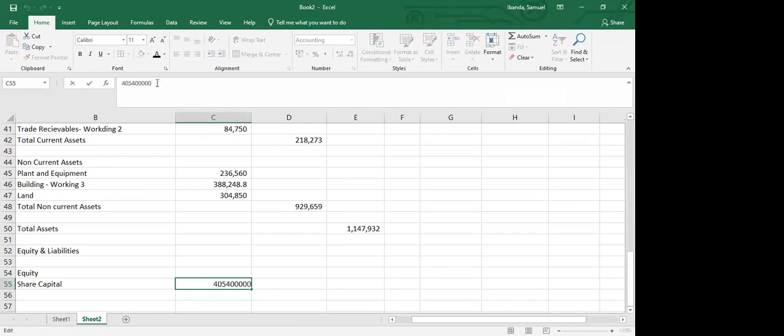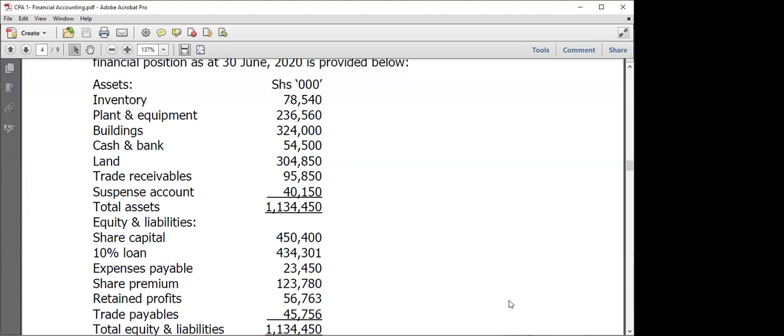Now remove 3 zeros, 1, 2, 3, like that. So that's the value that I'll have for my share capital. Adjusted very well. Now under equity, it's not only share capital that we have, we also have share premium that they have given us. Share premium is also part of equity.